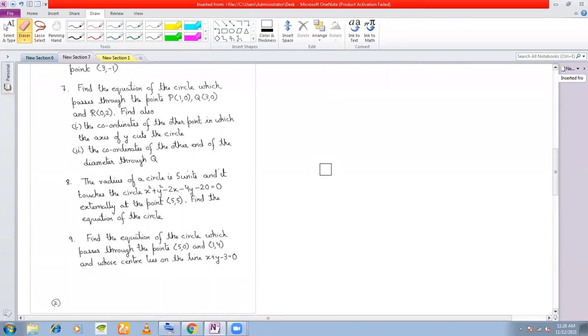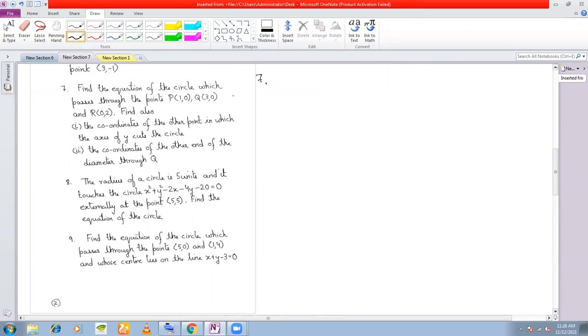Number 7. The question says, find the equation of the circle which passes through three points given, P, Q, and R. Find also, and then you have the other questions. Now, whenever you get this kind of a question, find the equation of the circle which passes through 3 points.